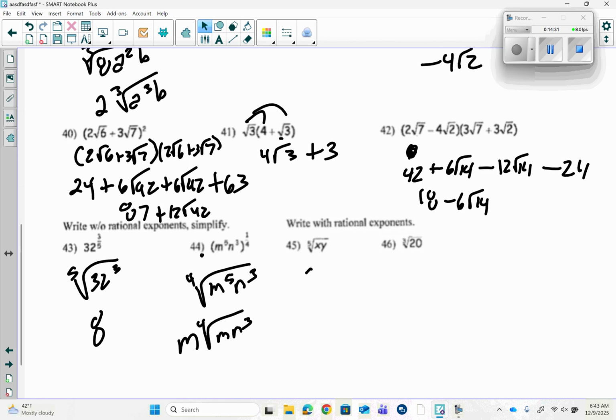Write this. So this is going to become x to the 1/5, y to the 1/5. It also might be xy raised to the 1/5. This one is going to be the 20 raised to the 1/3 power. That's not going to break down any further. That's just how we're going to do it.